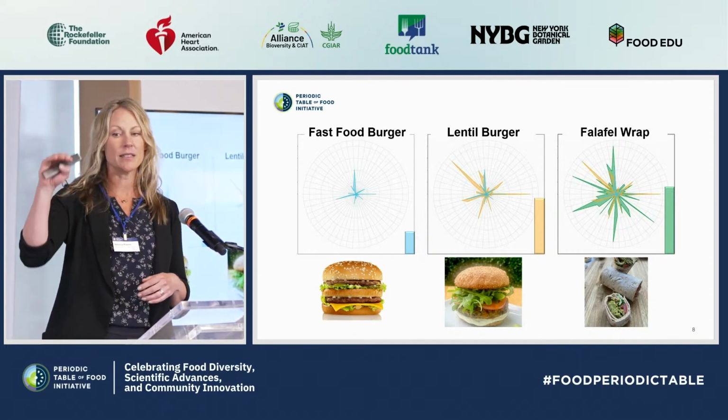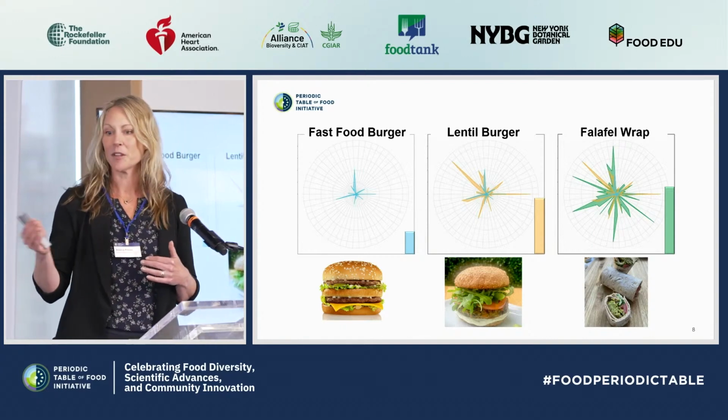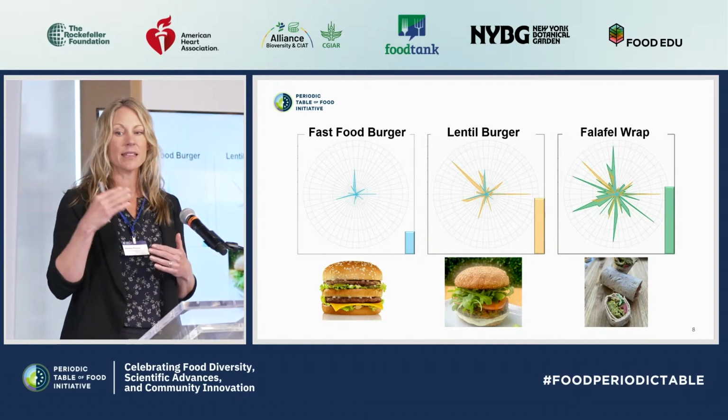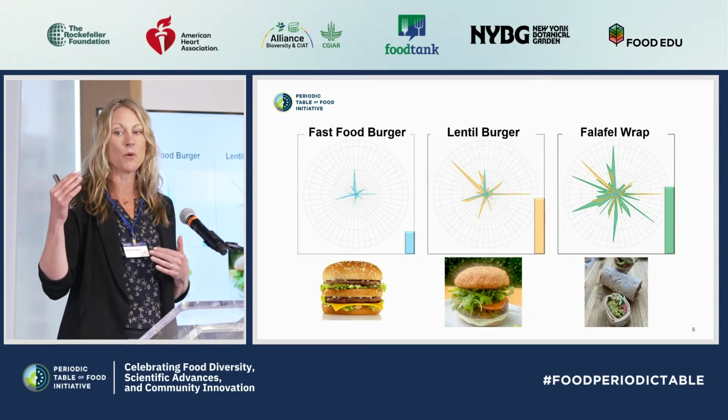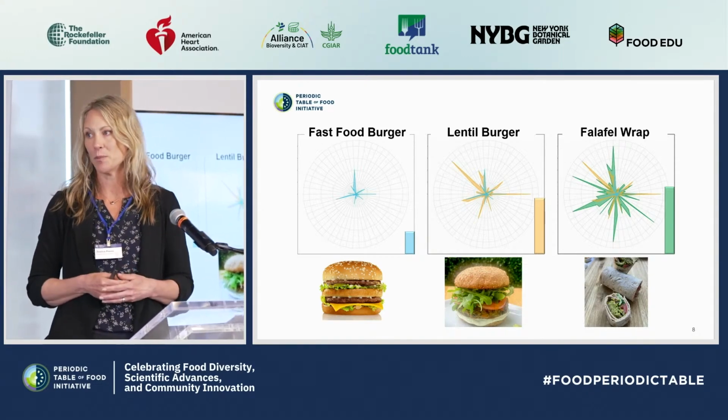The little bars in the plots represent the number of biomolecules in each of those foods. So we can see right off the bat that the lentil burger and falafel wrap are more complex, in terms of the number of biomolecules we detected, than the fast food burger.